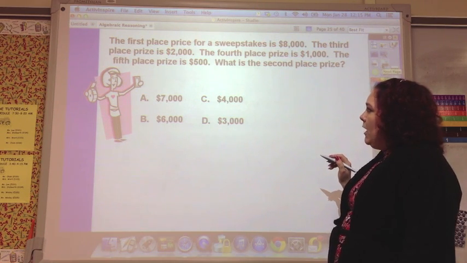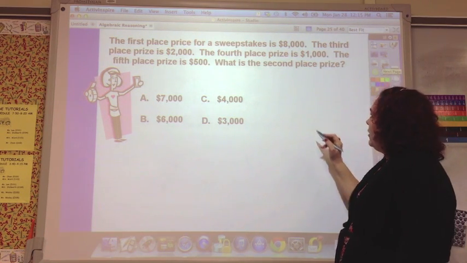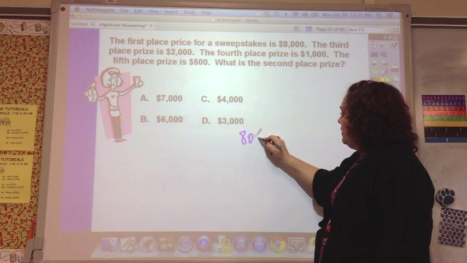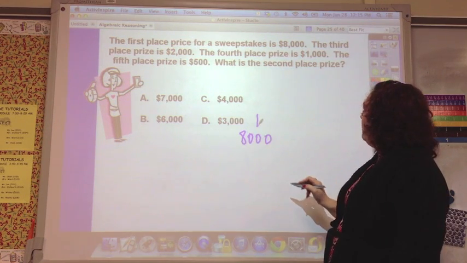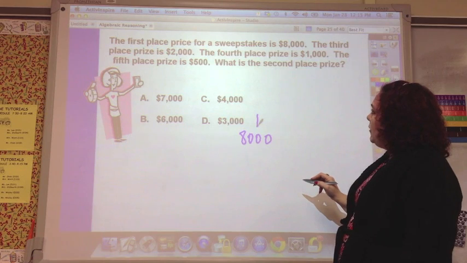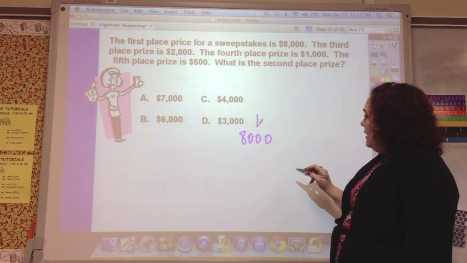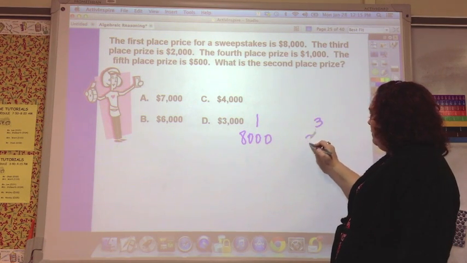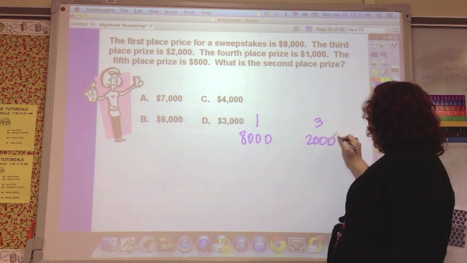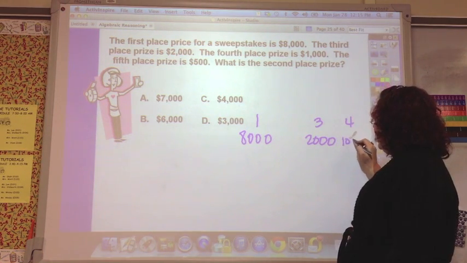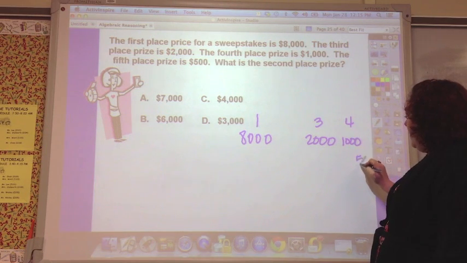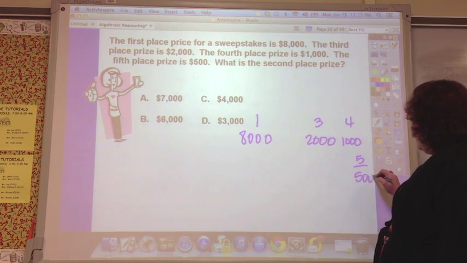The first place prize for a sweepstakes is $8,000. So $8,000 is the first term. And the third place prize is $2,000. And the fourth place prize is $1,000. And the fifth place prize is $500.